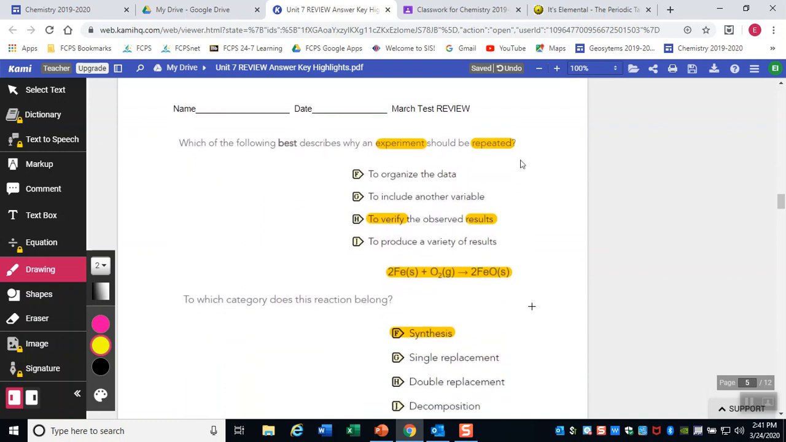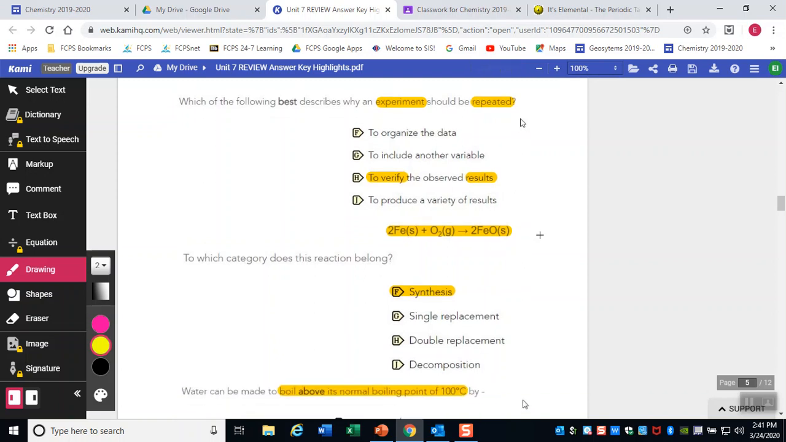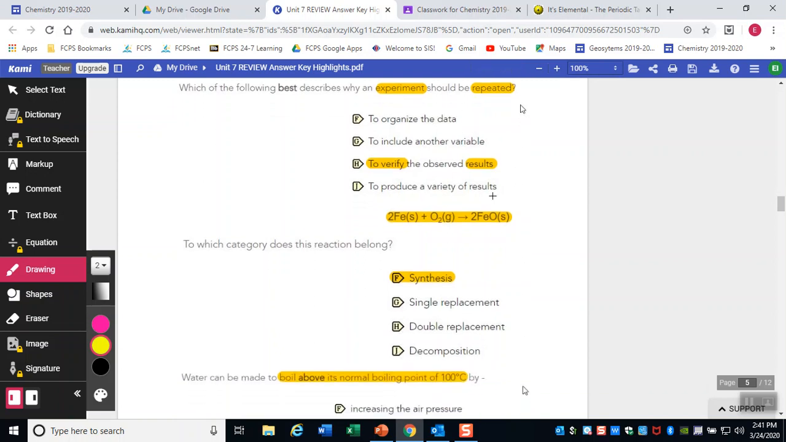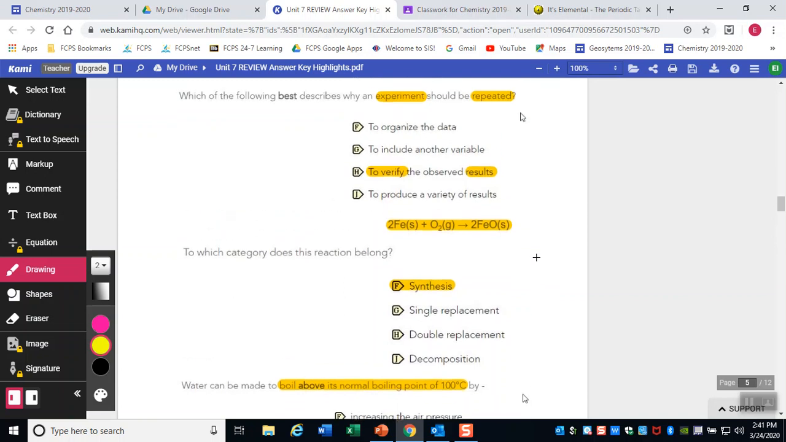Which of the following best describes why an experiment should be repeated? Well, you want to verify your results, all right? You're not trying to organize anything. You're not trying to make it more complicated. And because you can only have one variable, you definitely don't want a variety of results, all right? You want to get the same thing every time.